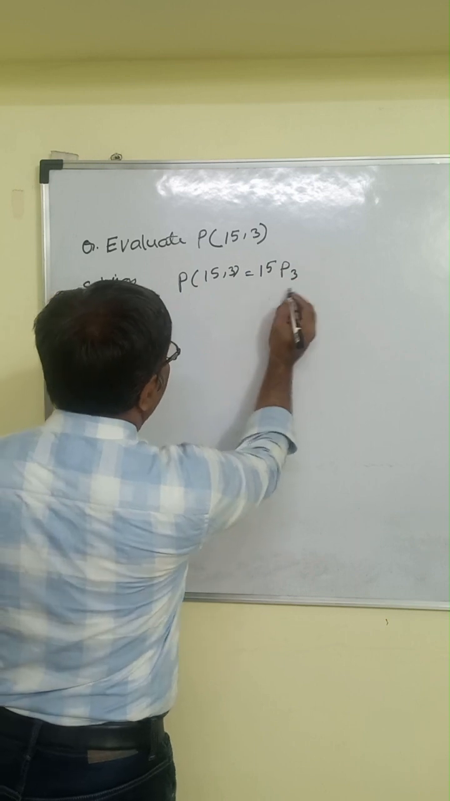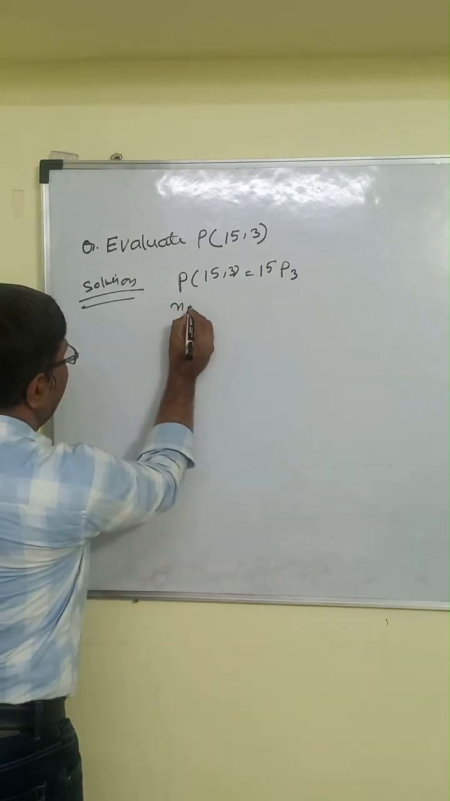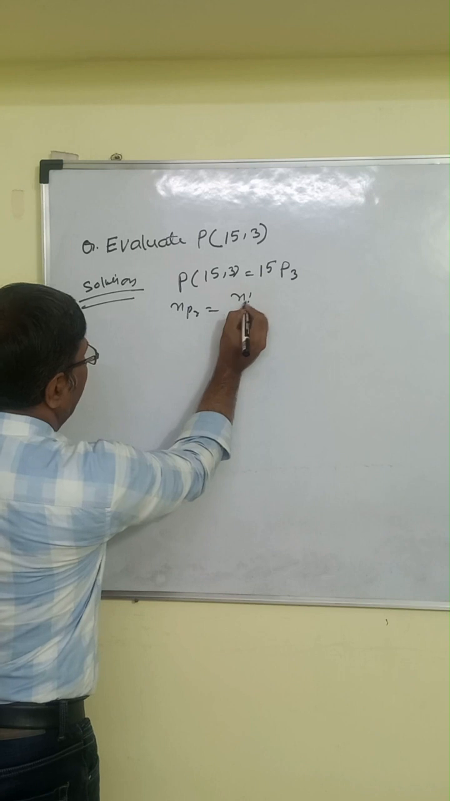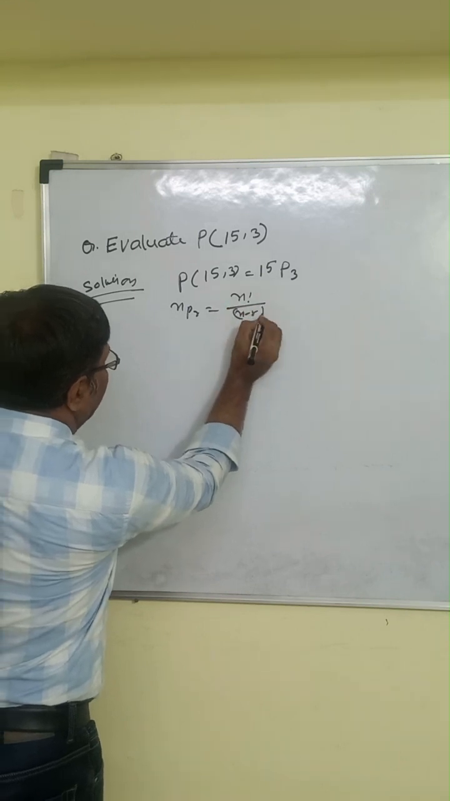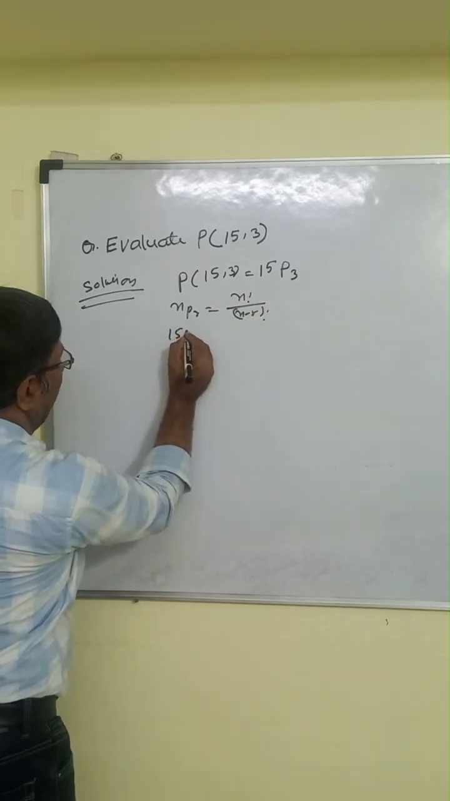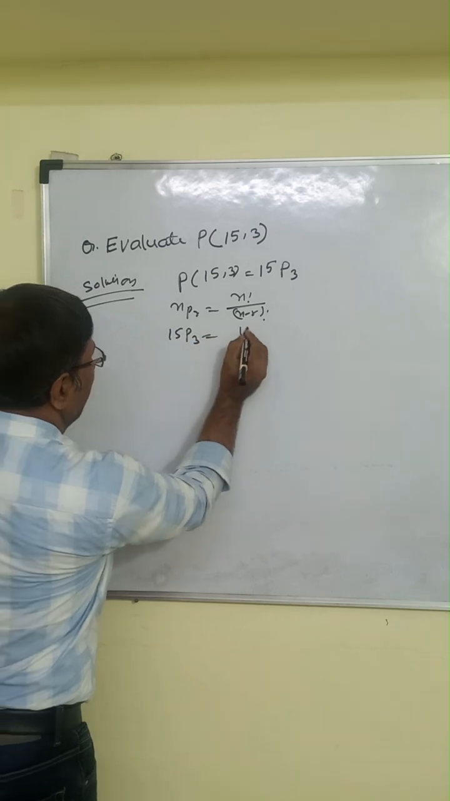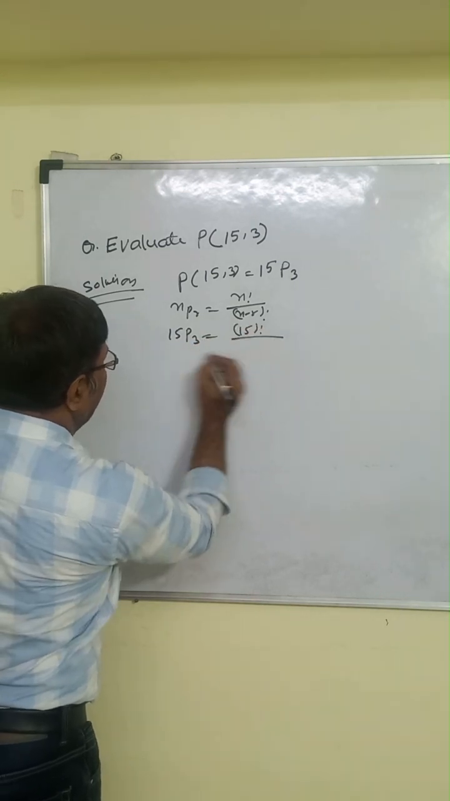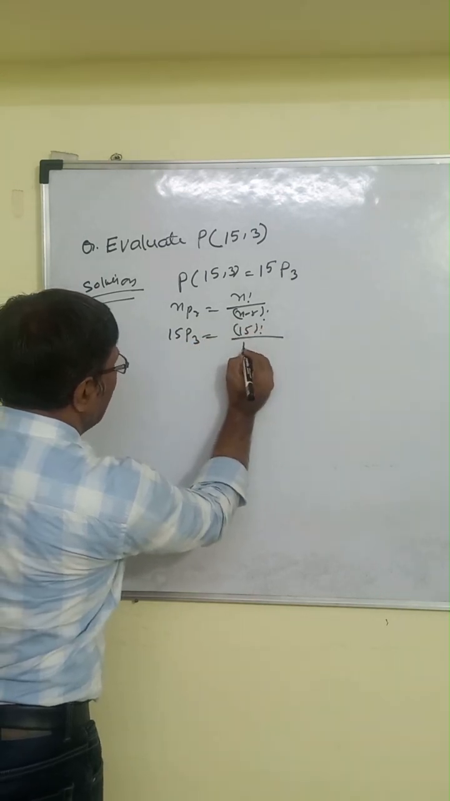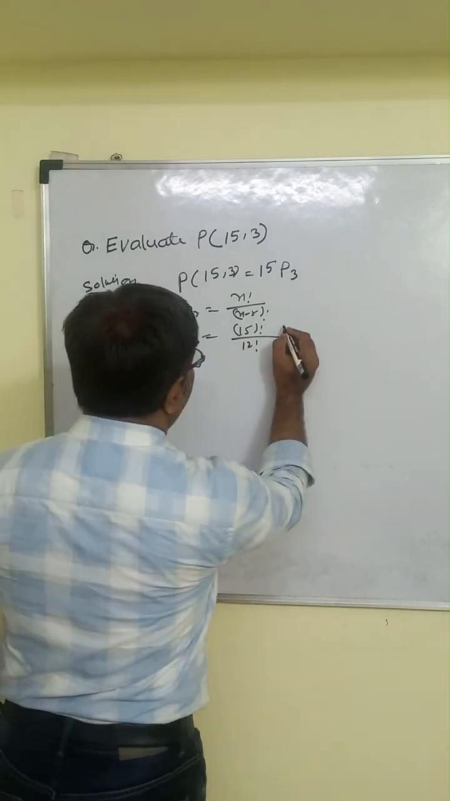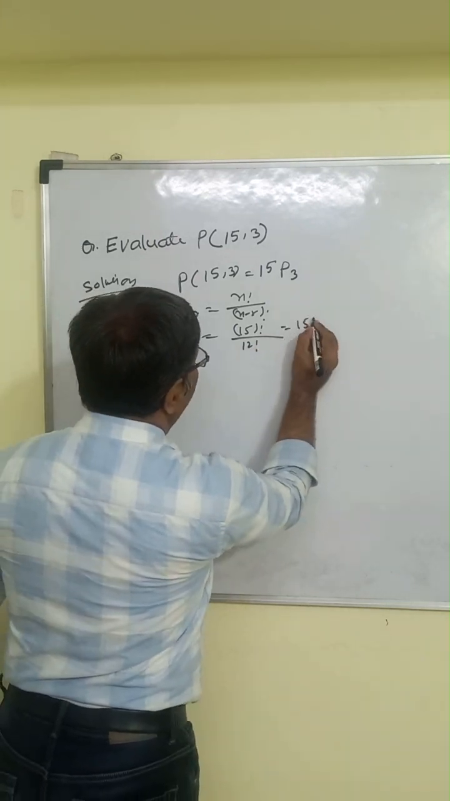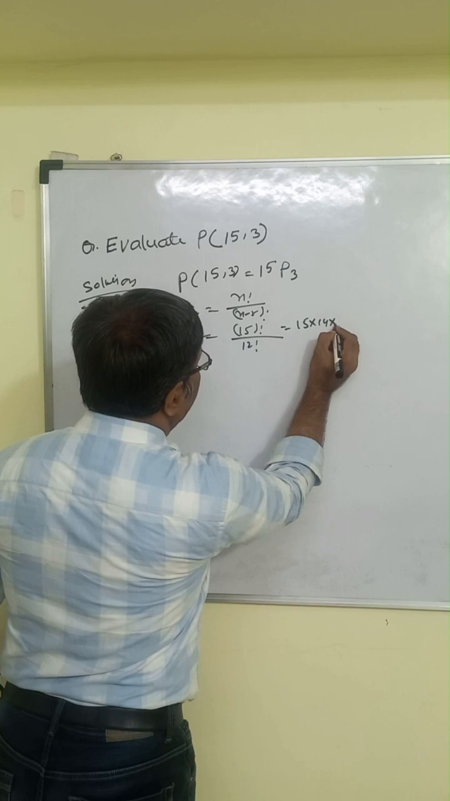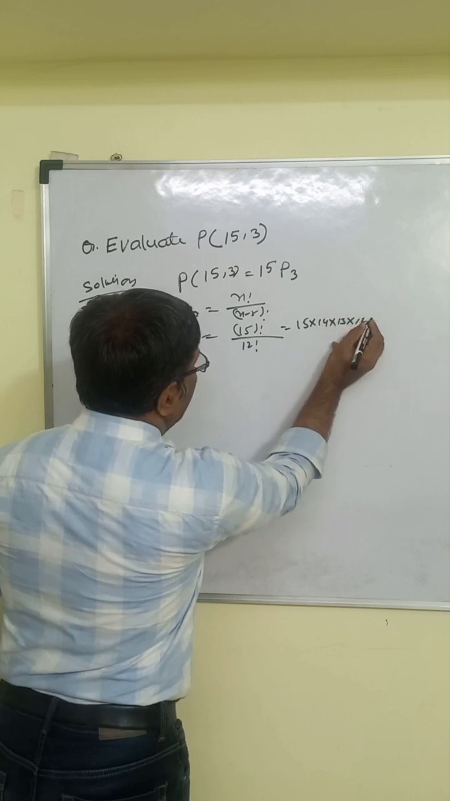P3. So you know the formula, that is nPr equal to n factorial upon (n minus r) factorial. So we are finding 15P3. So this is 15 factorial upon (15 minus 3) factorial. 15 minus 3 is what? 12. So this is 12 factorial. So 15 factorial is 15 into 14 into 13 into 12 factorial.